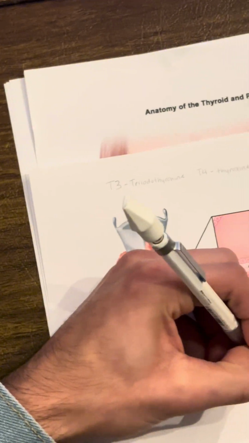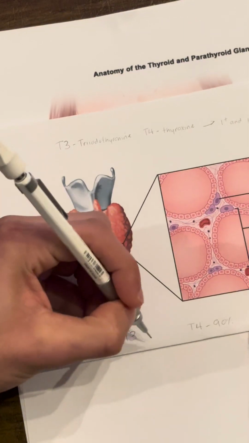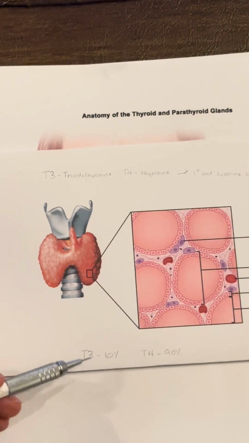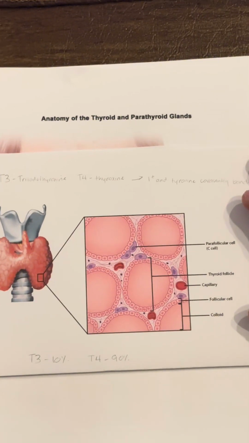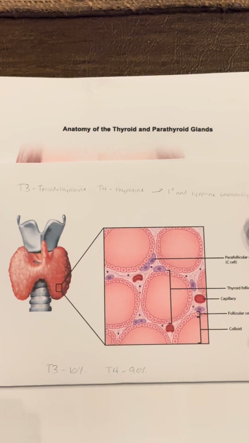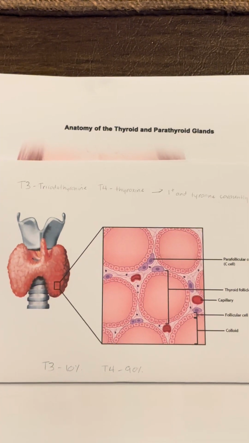So T4 is actually going to make up 90% of the thyroid hormone in the bloodstream, and T3 only makes up 10%. But T3 is going to be the active form of thyroid hormone that actually affects these cells in the rest of the body. So what happens is T3, 10% of thyroid hormone, is not enough to actually garner all the effects we need in the body.